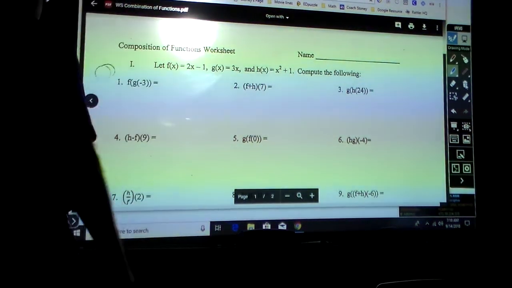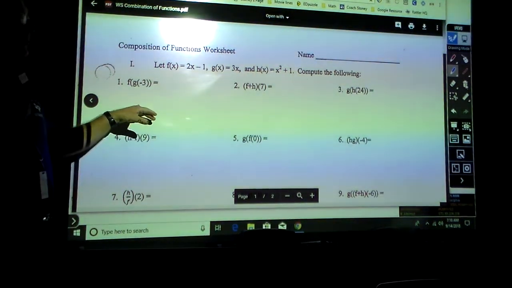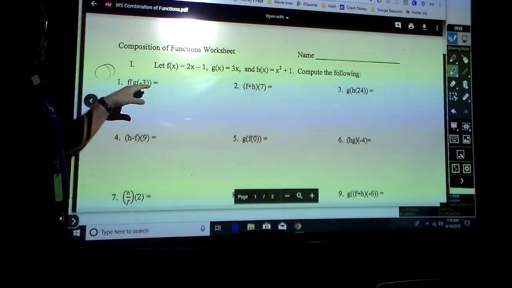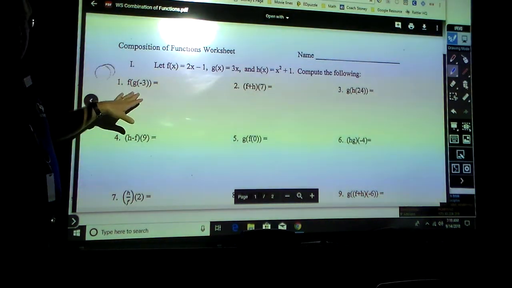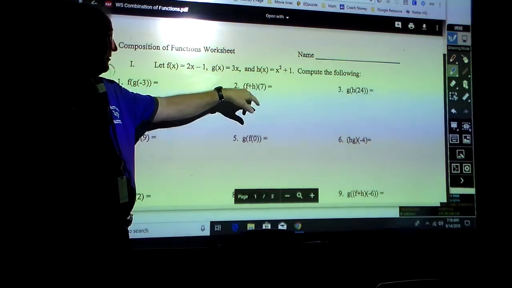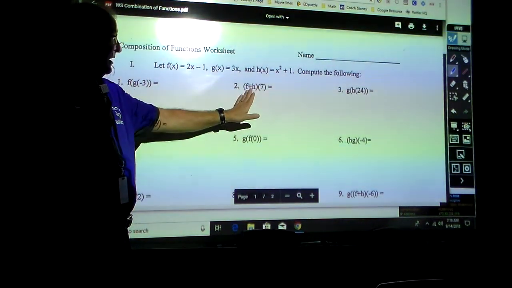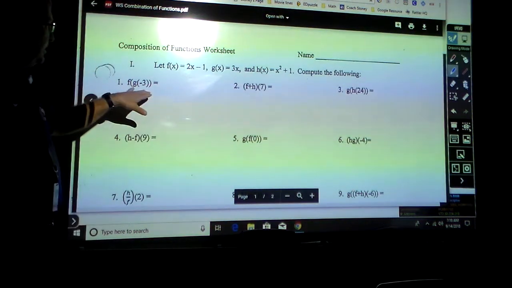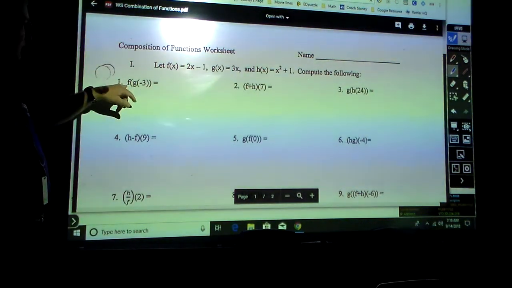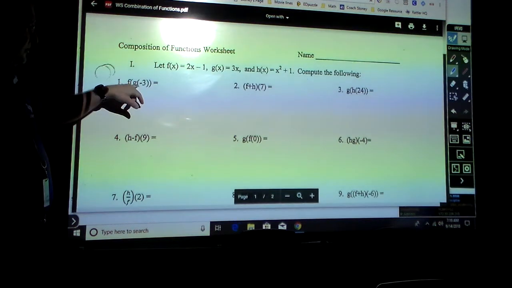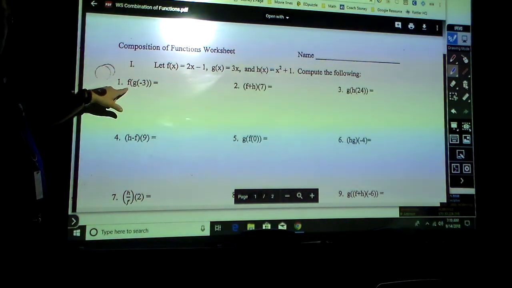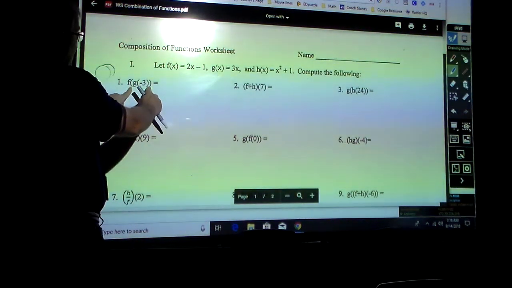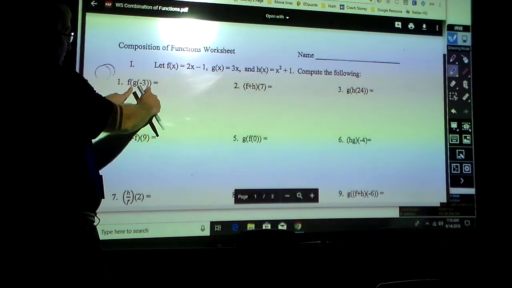Hello, we're going to be talking about composition of functions. Basically, we're going to perform operations. If it's something like f plus h, you'll find f of 7 and h of 7 and add them together. Here, we're going to do f of g of h. Think about your order of operations. Parentheses, you're going to do this parentheses set first.